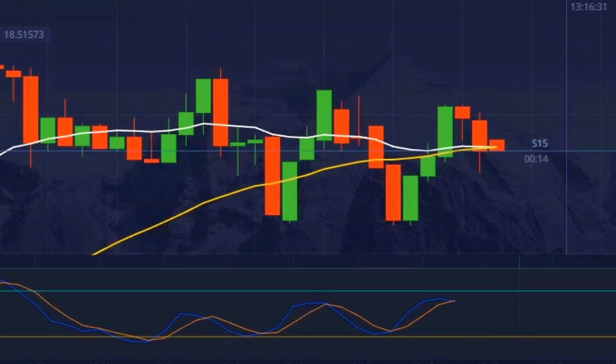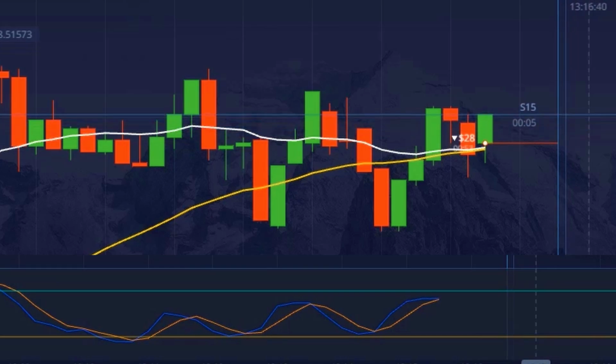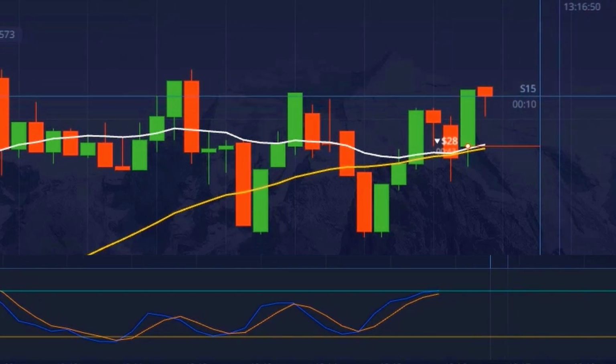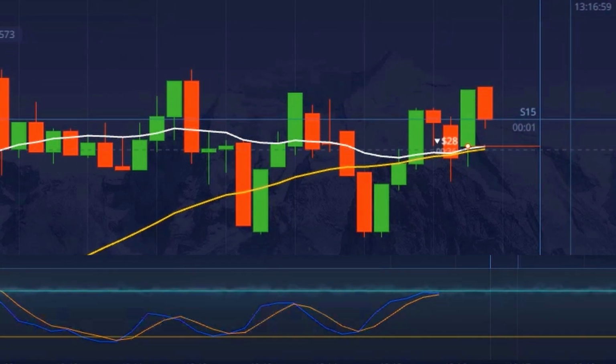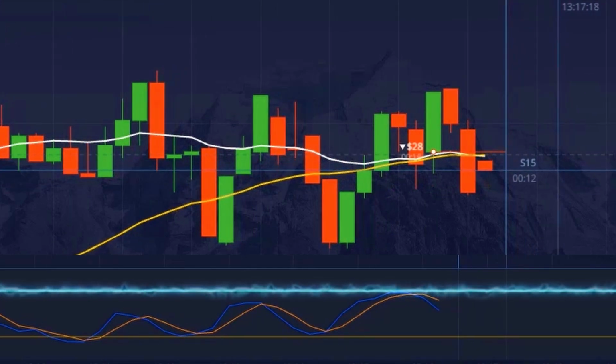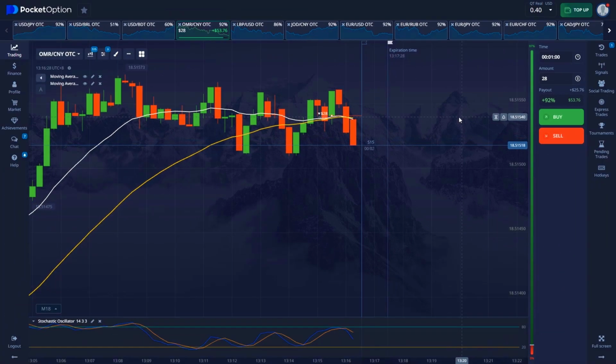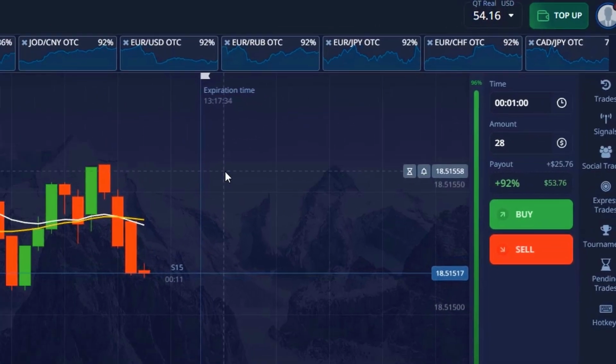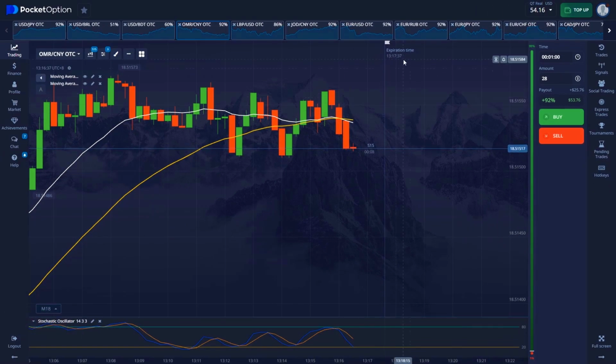I found our first signal. As you can see here, the 2 moving averages touch each other, and the stochastic oscillator is about 90% close to the upper line, which suggests that this is a low or sell signal. That's our first win. Let's find another good signal.